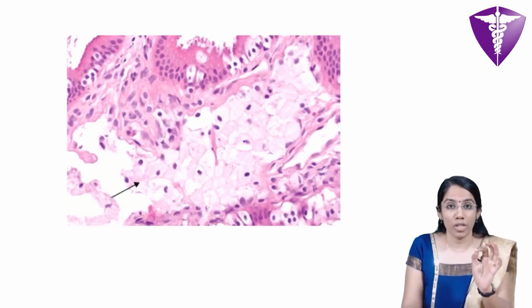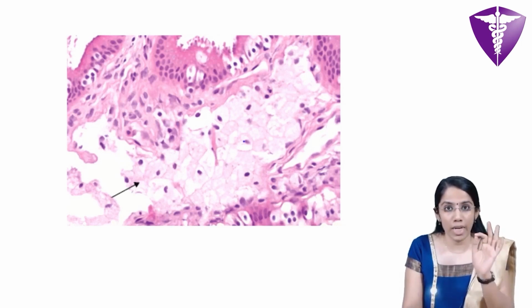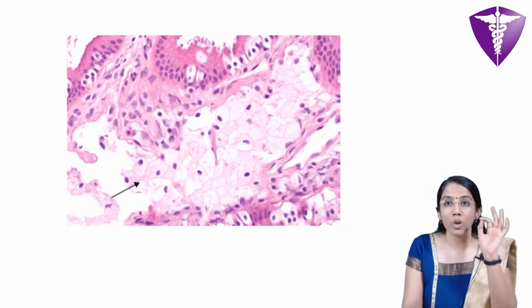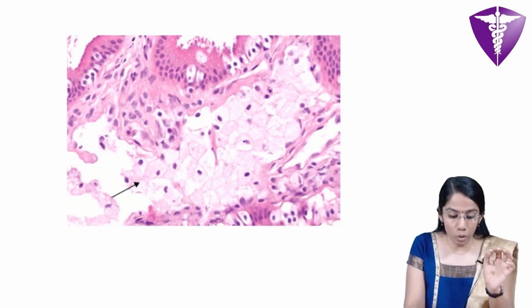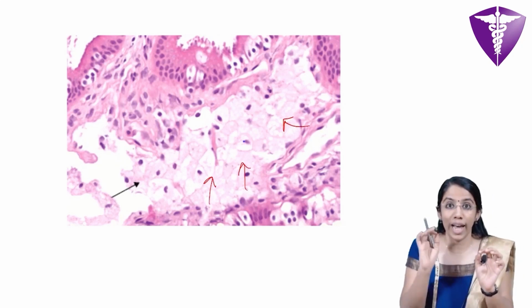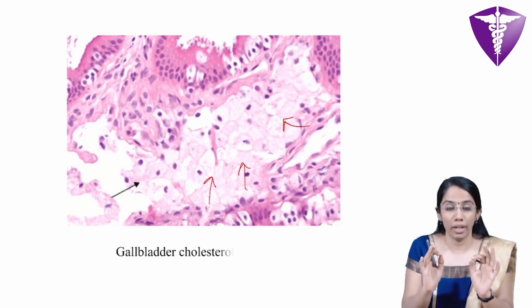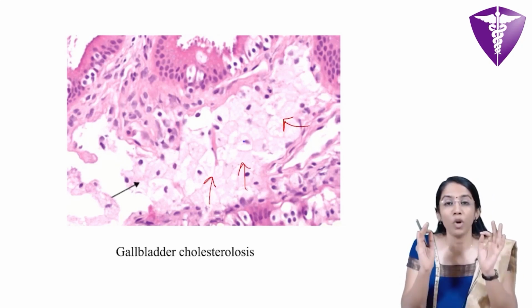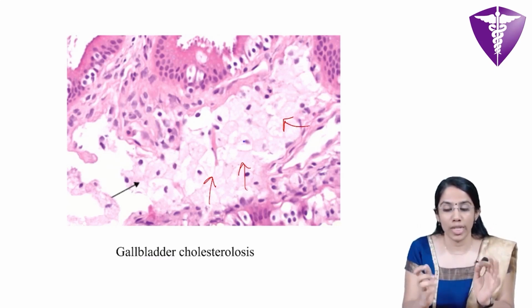What is cholesterolosis? This can be asked as a question. A cholecystectomy specimen is given, and the biopsy slide, and you have to diagnose. Here, beneath the epithelium, you can see many cholesterol-laden macrophages within the lamina propria of the gallbladder. So, this is an example of gallbladder cholesterolosis.